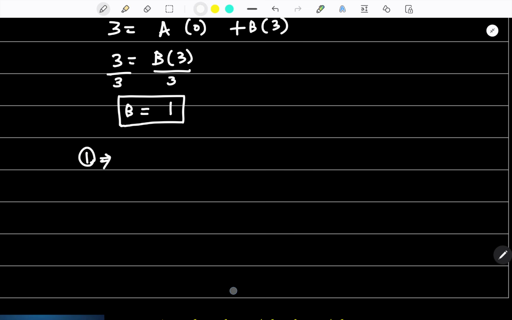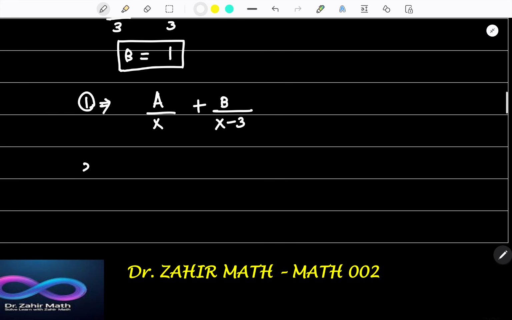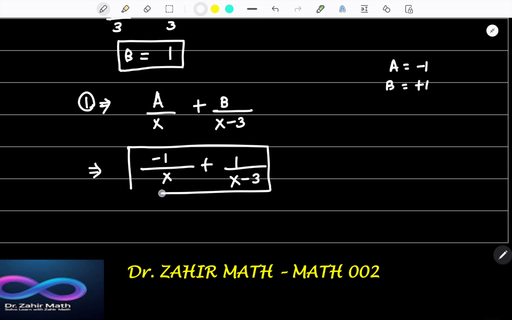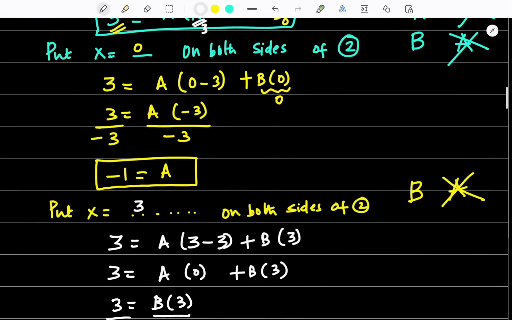Right. So I'm going to write the final answer. What is equation 1? A divided by x plus b divided by x minus 3. Which implies, what's your a value? Your a value is minus 1 and b value is plus 1. So you will get minus 1 divided by x plus 1 divided by x minus 3. So this is going to become your final answer. Clear, everybody?